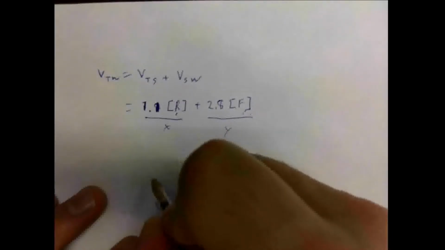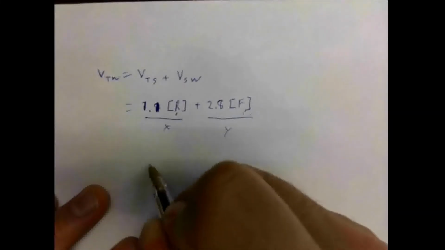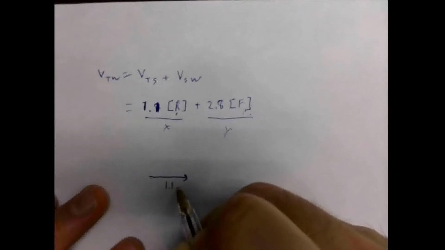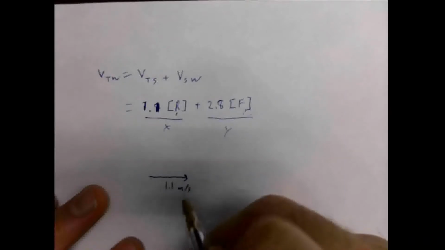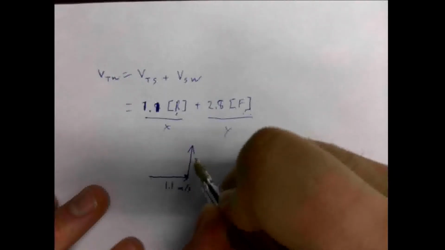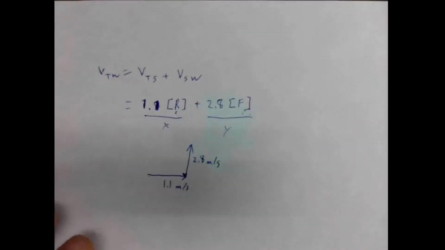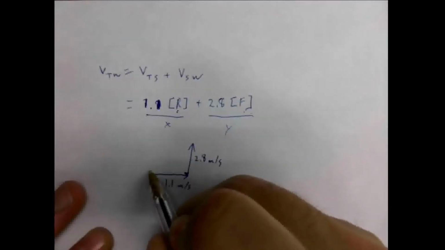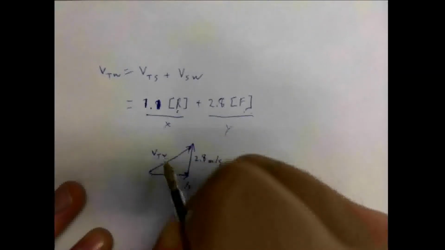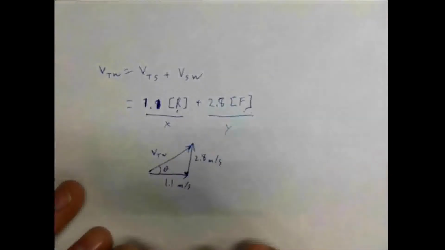And how this looks graphically, we have 1.1 meters per second to the right, and then I travel 2.8 meters per second up. So I don't travel that, but that's my velocity. My resultant here, my VTW, is that resultant, and I will need to determine what the angle is of that as well.